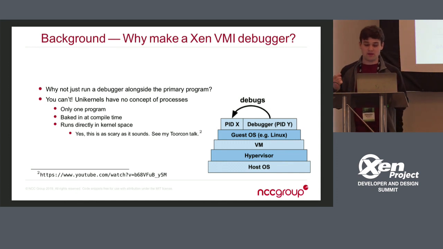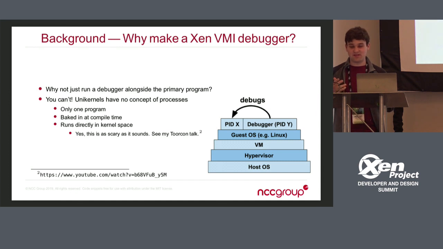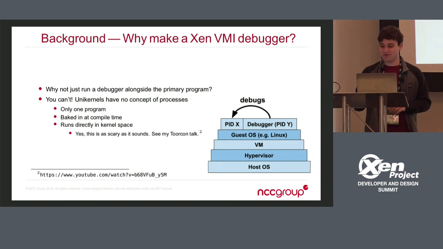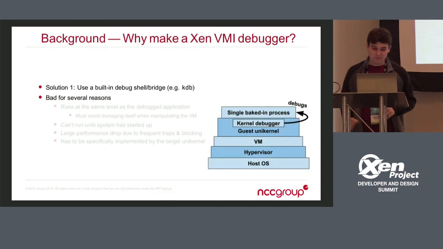see what happens. But the problem is that unikernels, architecturally, have as their main selling point that you can only run one process on them. In fact, in a sense, there aren't actually processes. It's just one program that's baked in at compile time and it runs directly in kernel space. And by the way, all the security problems that are involved with doing something like that can be found in my previous white paper and talk. It's pretty fun.